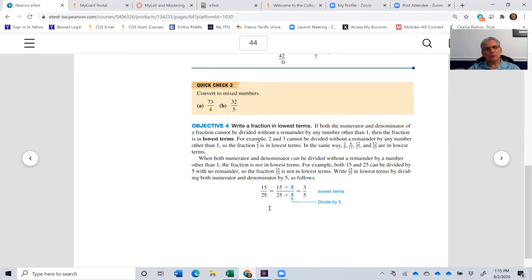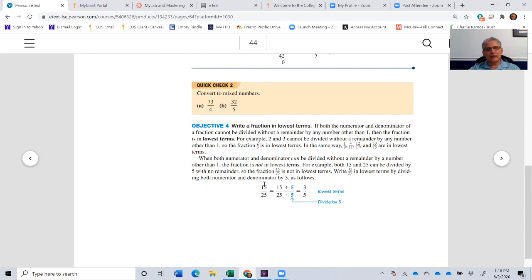So when we're trying to work with fractions, in almost all cases, it's going to be easier to work with those fractions if they are presented in its lowest terms. So as an example, 15 over 25, since we know both the 15 and the 25 can be divided by 5, let's do that, because that's going to end up reducing the fraction to its lowest terms, and that will enable us to use easier numbers to work with.